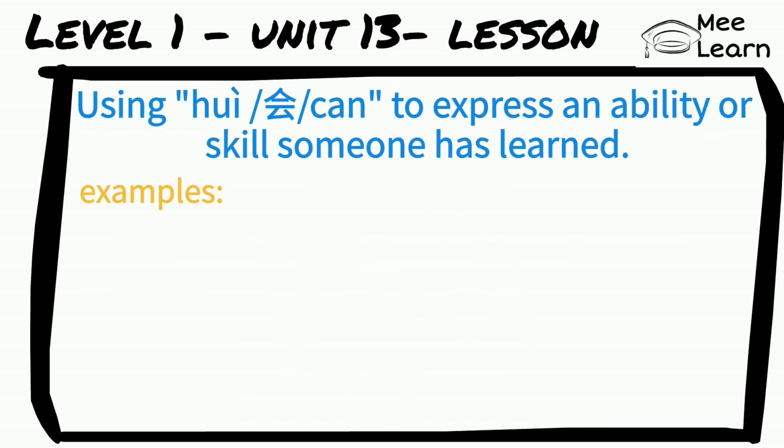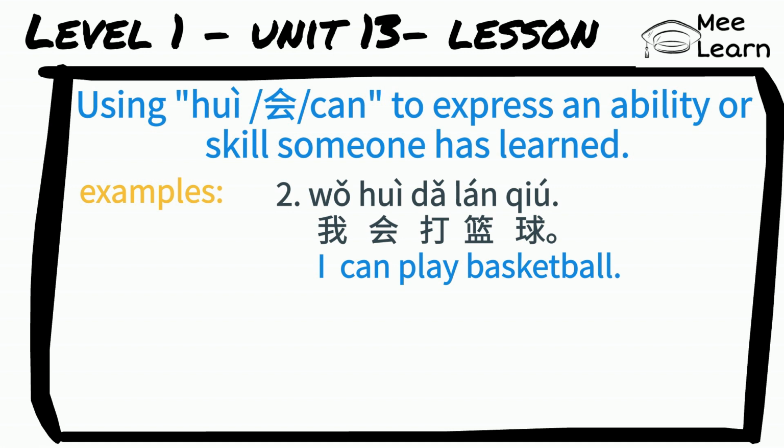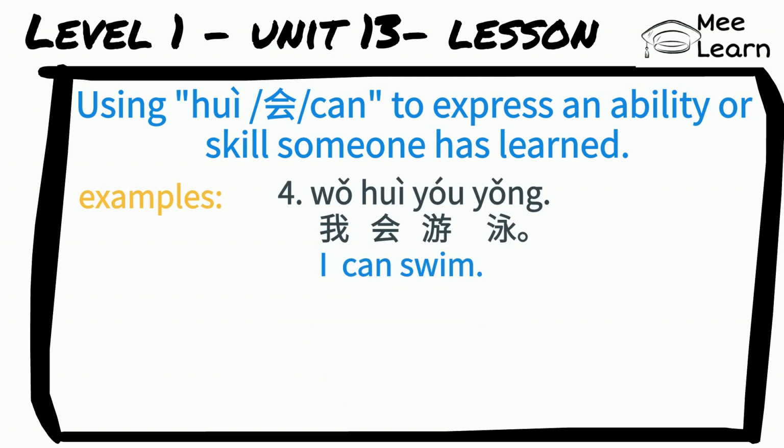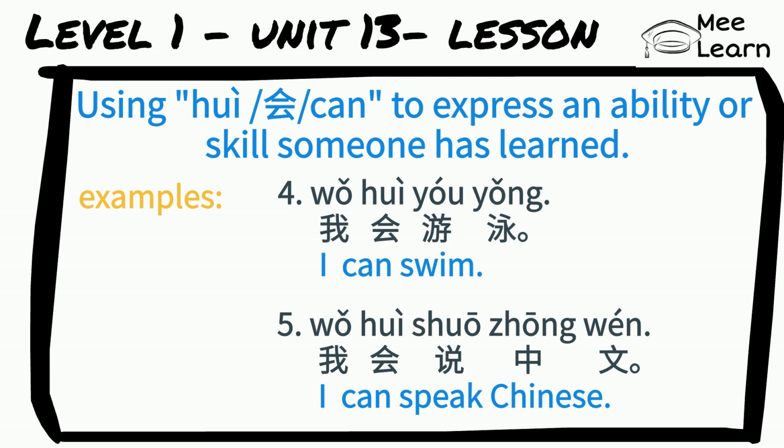More examples. 我会打篮球 I can play basketball. 我会跳舞 I can dance. 我会游泳 I can swim. 我会说中文 I can speak Chinese.